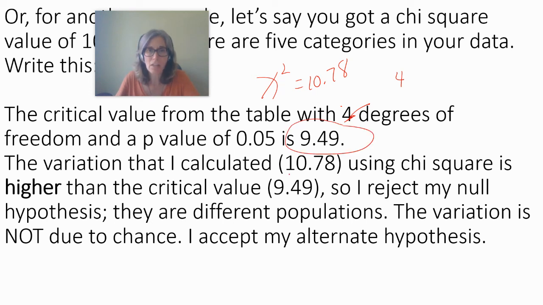The variation that I calculated, 10.78, that's the chi-square value, using chi-square is higher than the critical value. That means you have more variation, right? So I reject my null hypothesis. There are different populations. The variation is not just due to chance. I accept my alternative hypothesis, which means that there's something different, right? So if my null hypothesis was that I'm getting a 1 to 1 to 1 to 1 ratio, but I get this chi-square value, I have to reject that. It is not a 1 to 1 to 1 to 1 ratio. My alternative hypothesis is that it's not this. There's something else going on. So now I'll do some more experiments to try to figure out what else is going on.